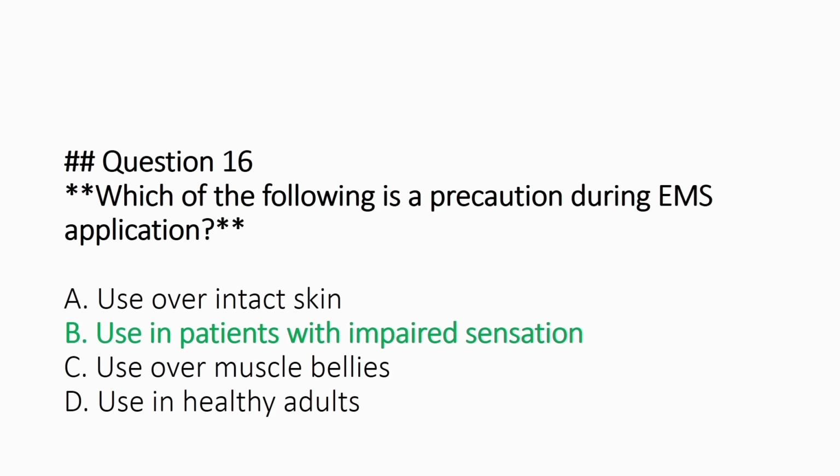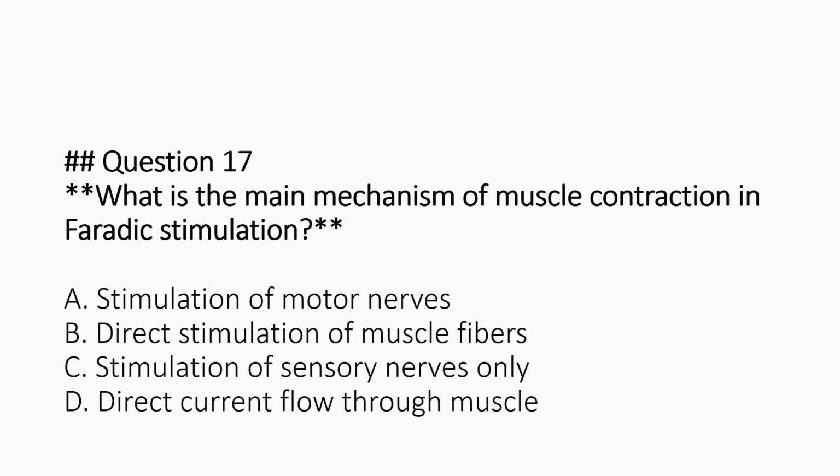Now let's move to question number 17. What is the main mechanism of muscle contraction in Faradic stimulation? Option A, stimulation of motor nerves. Option B, direct stimulation of muscle fibers. Option C, stimulation of sensory nerves only. Option D, direct current flow through muscles. And the answer is option A, stimulation of motor nerves.